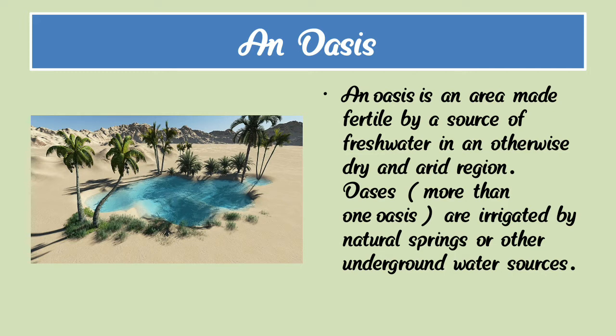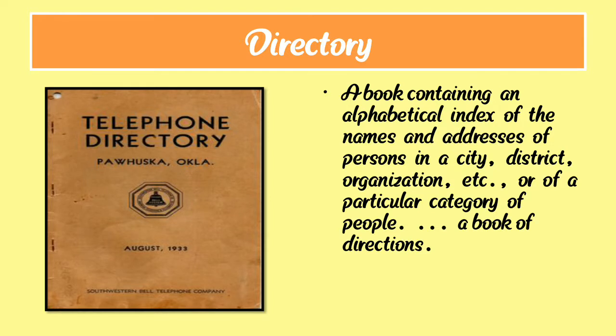Now we are going to learn the next slide, and it's a directory. So what is a directory? Here we can see the telephone directory. A book containing an alphabetical index of the names and addresses of the people in a city, district or organization, etc., or of a particular category of people. A book of directions. So a book containing phone numbers of the people in alphabetical order is a directory.